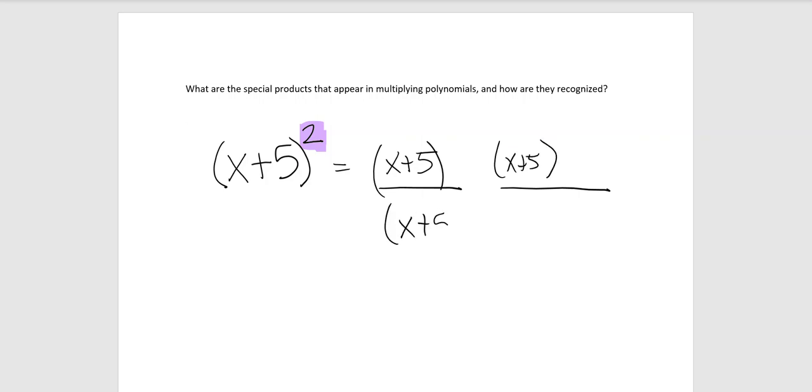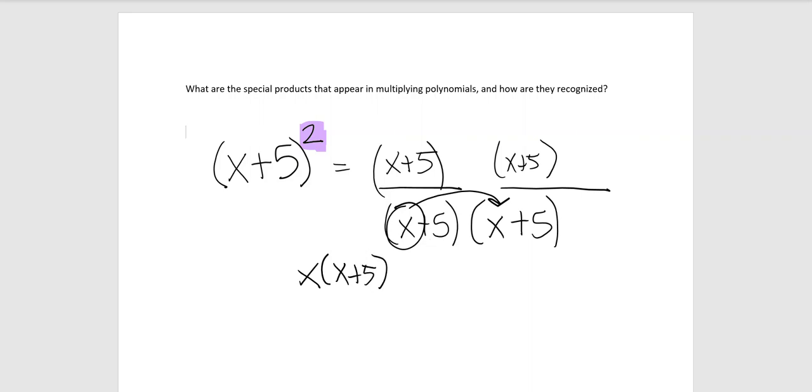That means we're multiplying a binomial times a binomial. And we know there's more to that than just the x times x and the 5 times 5 because we have to take the x and distribute it to everything in the other parentheses. And we have to take the 5 and distribute it to everything in the other parentheses, allowing us to set up x times all of that, x plus 5, plus 5 times all of that, x plus 5. So now that we have it set up, we can apply the distributive property.